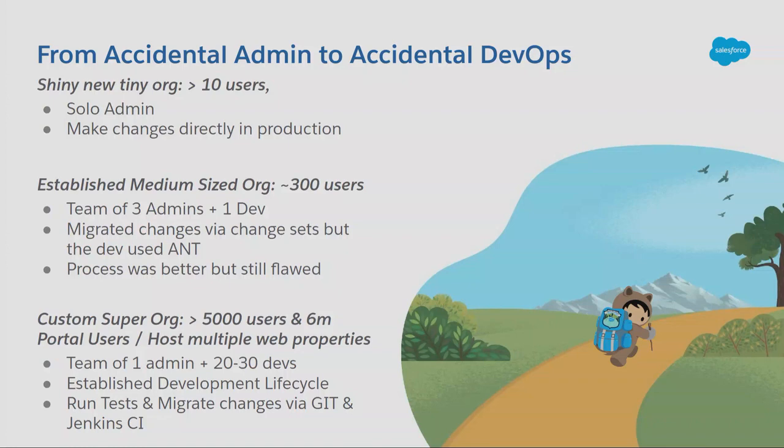Meanwhile, the 3 of us admins would be using change sets to push our changes, while the developer was using Ant to push his. While it's a better process overall than making those changes in production, it's still not ideal because you have 3 admins making changes on their own time and in 3 different swim lanes. Meanwhile, the dev is using a completely different tool set, and it's really hard to track who was doing what, and there's a lot of conflict.